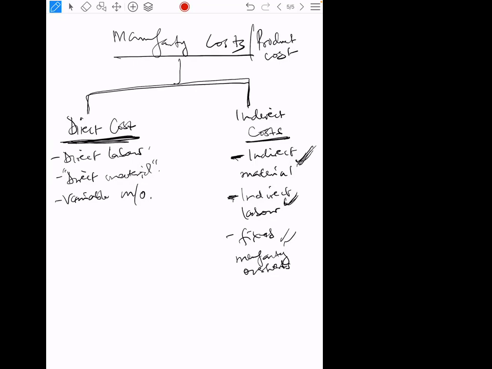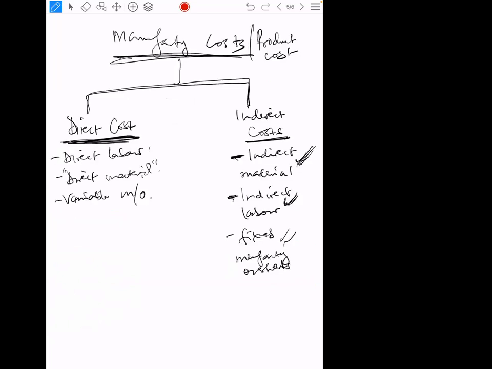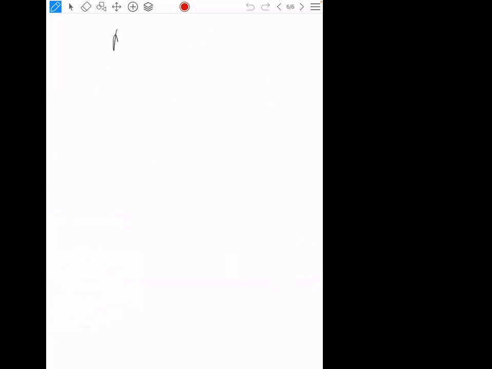All right. So I'm done with the explanation for this one, and I've given you the other names. Now let's jump to the other side: the admin cost, which we call non-manufacturing cost. So what are non-manufacturing costs? These costs are not incurred in the manufacturing process. That's the truth. Not incurred in the manufacturing process.